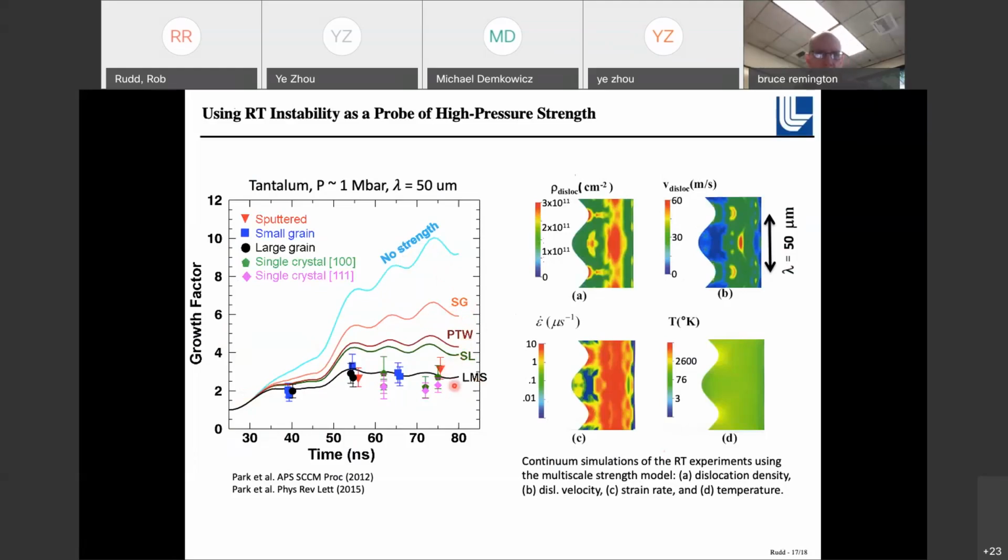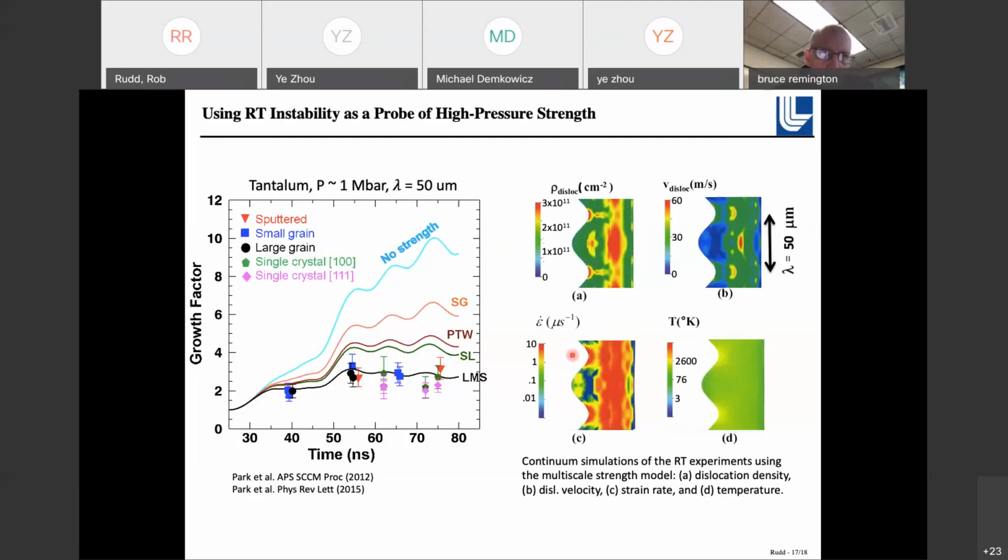And in fact, you see that the LMS model is in quite good agreement with the data. And this is true regardless of the grain size, which was an interesting result of these experiments, that you could go from a quarter micron grain size up to a grain size of about 100 microns, and you don't see the conventional Hall-Petch relationship. And we think we understand why that is, because the dislocation density is so high.